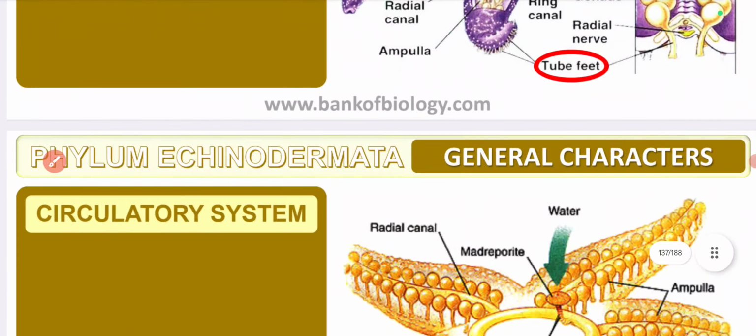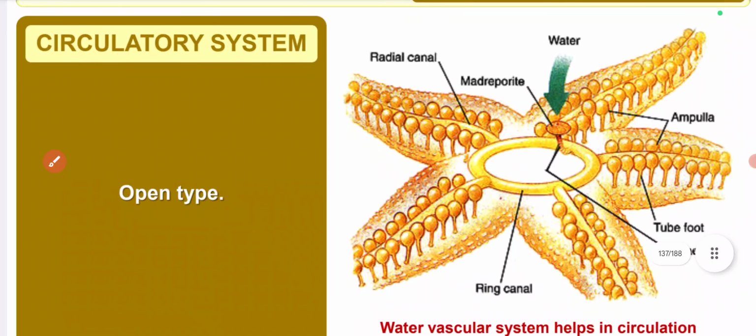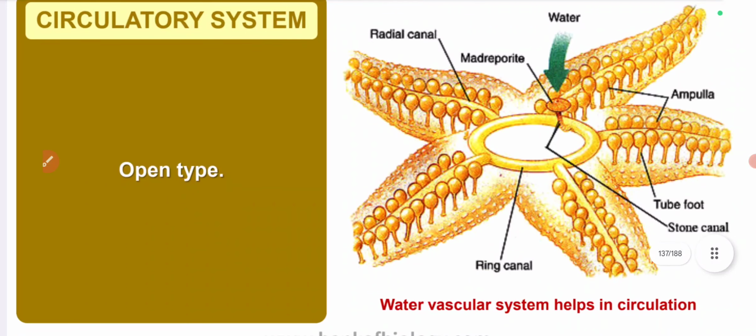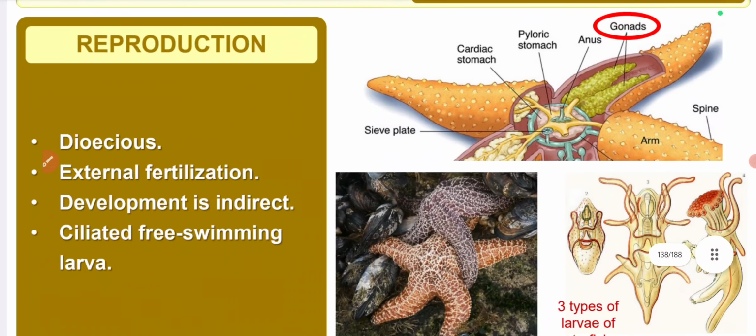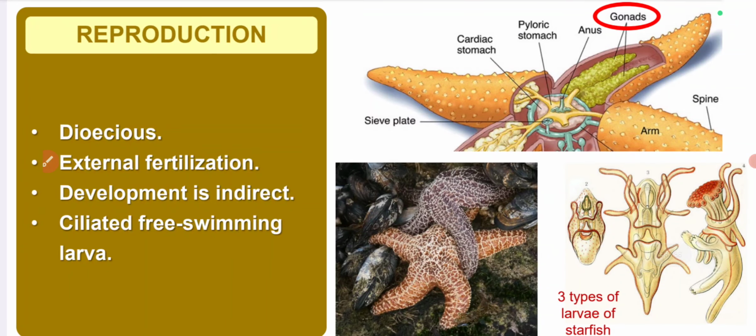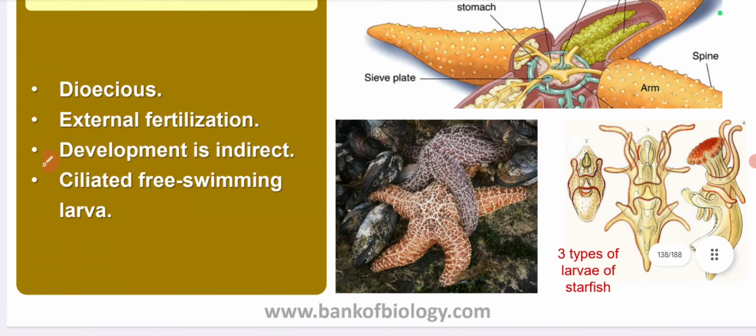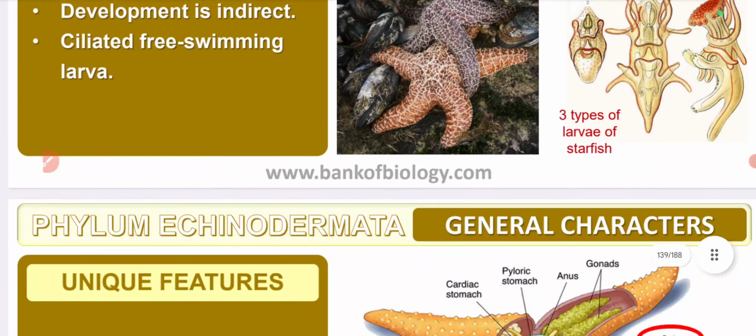Next, circulatory system: open type circulatory system, and water vascular system is present. Reproduction: they are dioecious, with external fertilization. Development is indirect, with a ciliated free swimming larva.